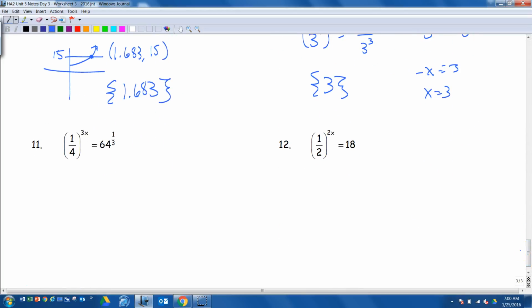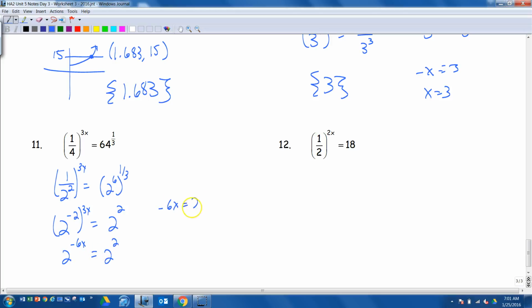Here, since they're both 4s, we can get those down to base 2s. So we have 1 over 2 squared equals 2 to the 6th. Oh, this should still be to the 3x. 6 times 1/3 is 2. So we get 2 to the negative 6x equals 2 squared. So negative 6x equals 2, or x equals negative 1/3.